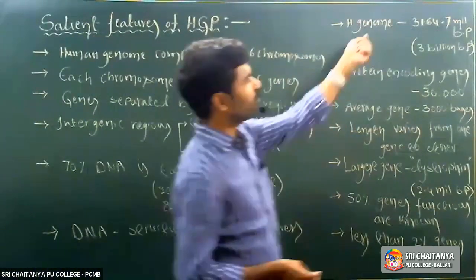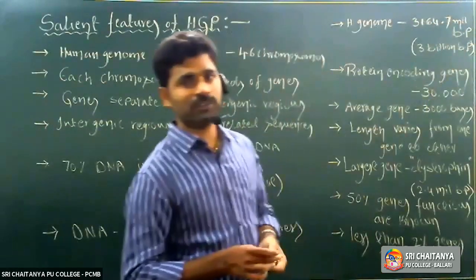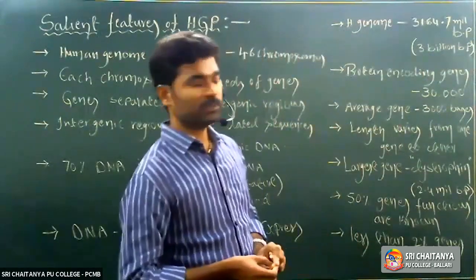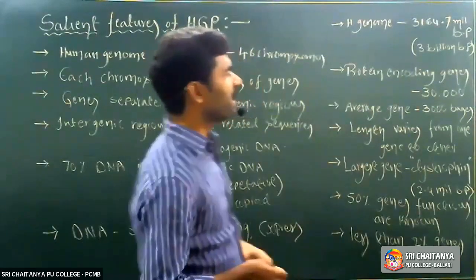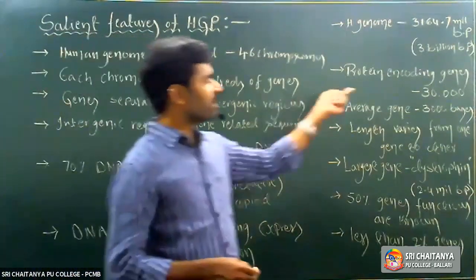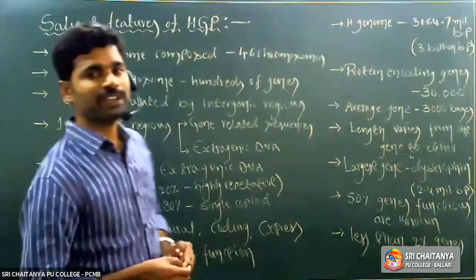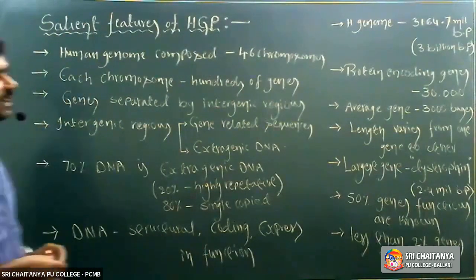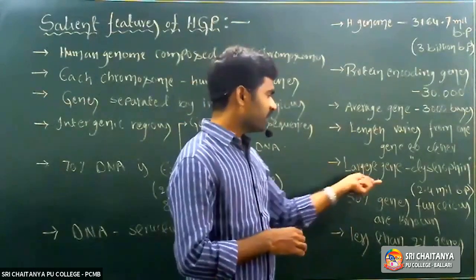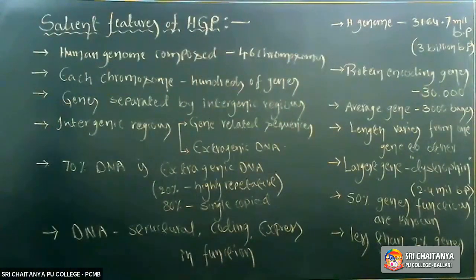And what about the human genome? The entire human genome consists of 3164.7 million base pairs, which is simply 3 billion base pairs. The estimated protein encoding genes are 30,000, and the average gene consists of 3,000 bases. The length varies from gene to gene; some are the largest genes, some the smallest. The largest gene is the dystrophin gene, with 2.4 million base pairs.